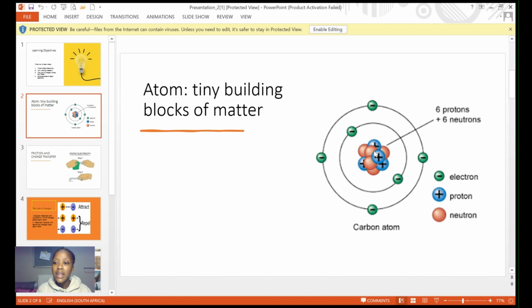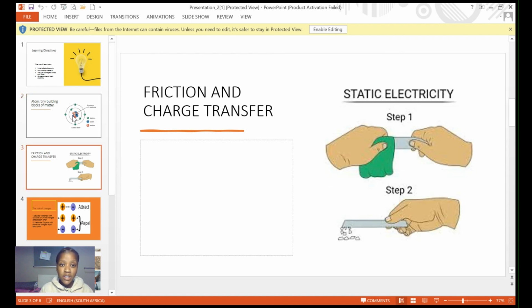If you check your structure here, it has electron, proton, and neutron, right? So remember, the electrons are negative charges, while your protons are what? The positive charges, and the neutrons are just neutral, right? And again, electrons are the ones that are being transferred from one object to another. So in order for electrons to be transferred, friction must occur. There must be friction between two objects in order for electrons to be transferred. You should remember that.